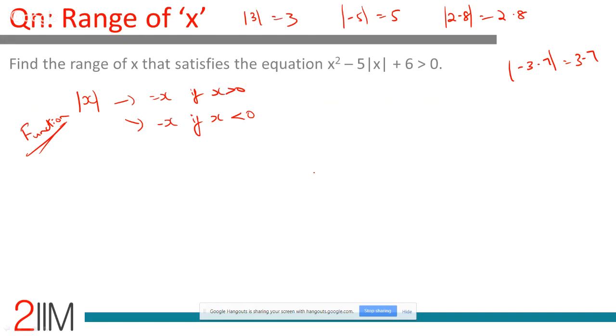Very often students ask me, you are saying mod x is equal to minus x, how is that possible? Mod x cannot be negative. Of course mod x cannot be negative. Minus x need not be negative. It's x, it's a variable, it can take many values. And so that's a way of defining it.